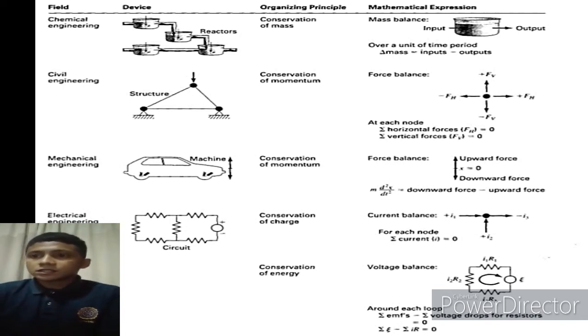Summation of vertical forces, F of V, is equal to 0. Field: mechanical engineering. Device: machine. Organizing principle: conservation of momentum. Force balance: upward force, downward force. M d squared s over dt squared is equal to downward force minus upward force. Electrical engineering. Circuit. Conservation of charge. Current balance, each node, current.